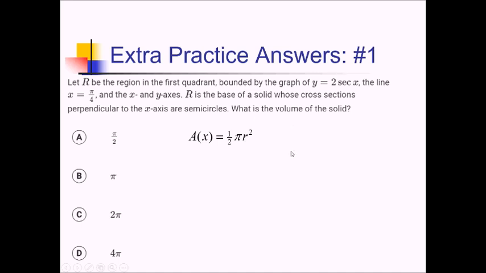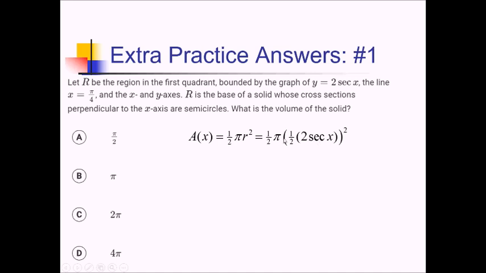Now these semicircles are going in an up-down fashion from the bottom to the top of this bounded region. The bottom of the bounded region is just the x-axis. The top is this 2 secant of x function. So the distance from one end to the other is just 2 secant of x. That's the diameter of these semicircles, but we want half of that to get the radius. So we're going to do 1/2 pi times 1/2 of 2 secant of x, and square all that. So half of 2 secant of x, this right here, is our radius.